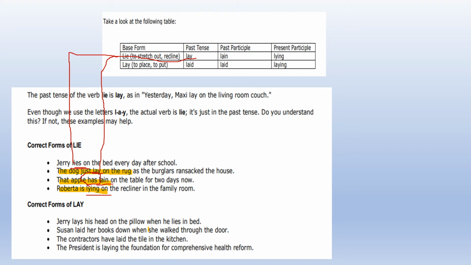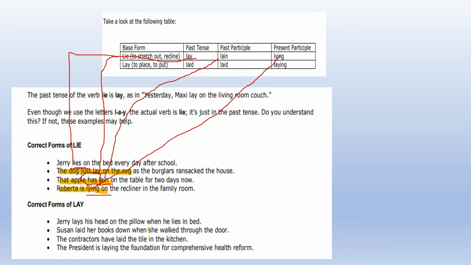The apple has lain. अब आप ये सोचेंगे ये तो प्रेजेंट परफेक्ट टेंस है तो उसके साथ लेन थर्ड फॉर्म क्यों आया है? So with present perfect tense you have to have the third form of the verb. So what is the third form of the verb? Lain, and you can see over here. Okay, and then Roberta is laying on the recliner in the family room. So is laying means still doing it. So that is the present participle. I hope this is clear now.